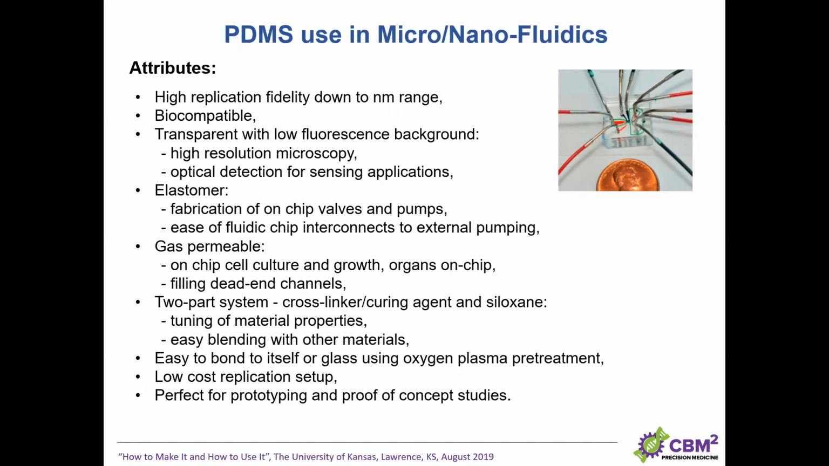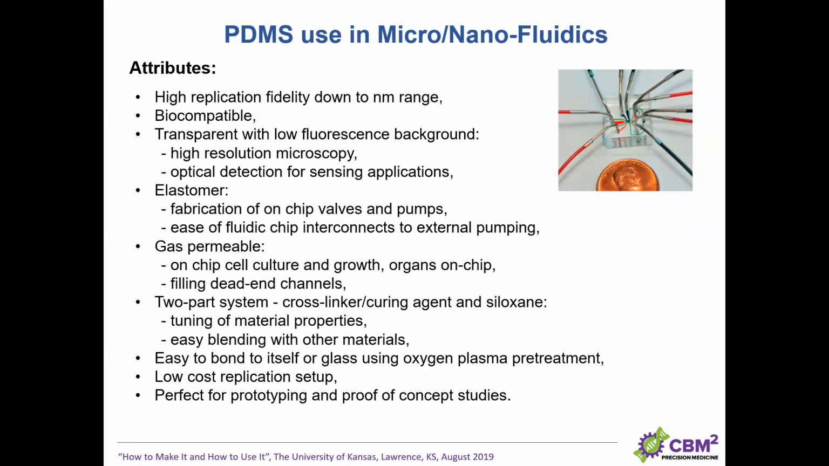It's a two-part system. We mix a cross-linking agent with a siloxane base, which lets you tune material properties, mostly with respect to its Young's modulus. And you can blend it with other fillers, for example, magnetic particles. It's easy to bond to itself and glass after you use the oxygen plasma pretreatment. It has a really low cost replication setup.